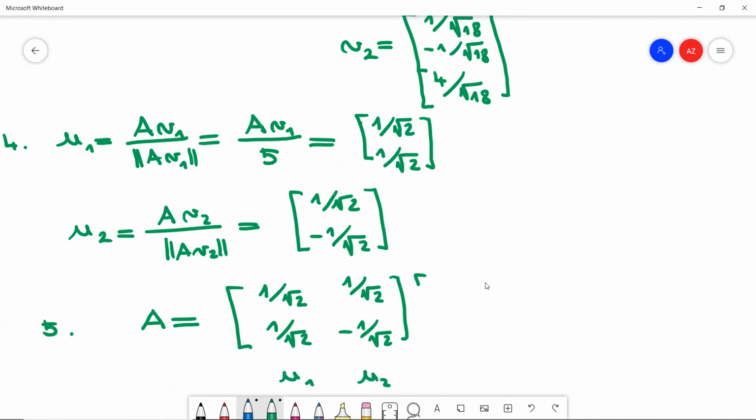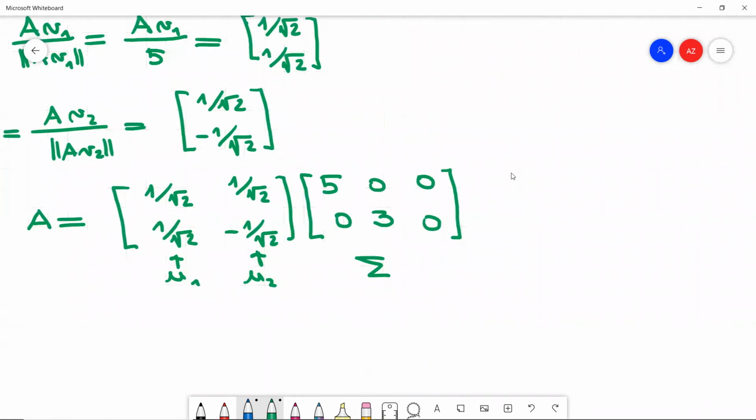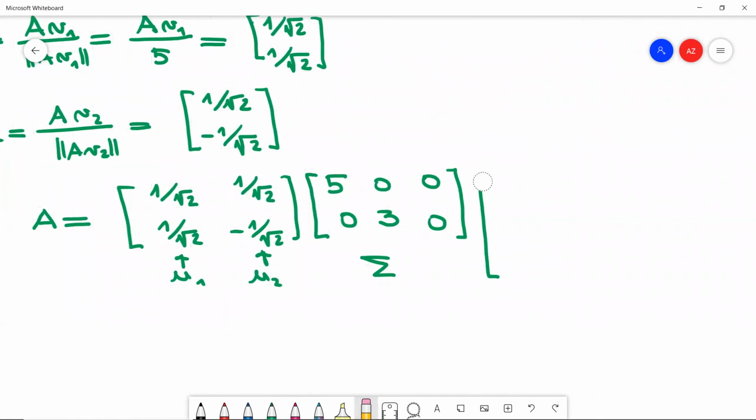And then here I have the 2 by 3 matrix sigma with the singular values on the diagonal. These are 5 and 3. And the last column is zeros. This is sigma. And then V, so this is V transpose, in fact.